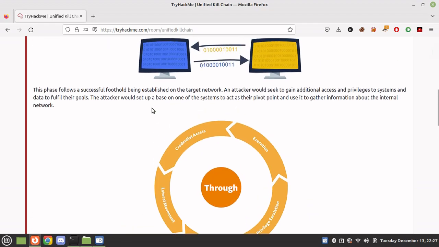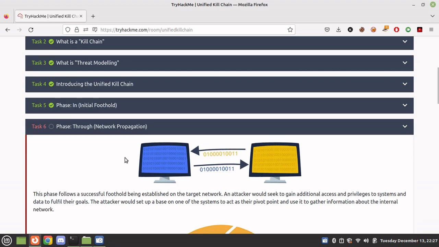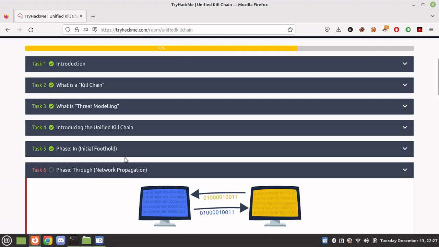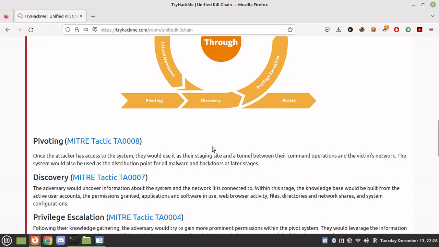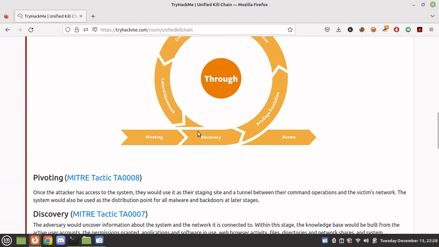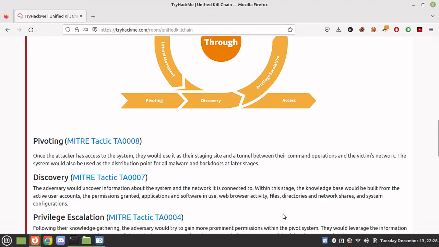Okay, then we have the first. This was the initial foothold, in which we discuss a few stages. Then we have the network propagation phase, which follows a successful foothold being established on a target network. An attacker would seek to gain additional access and privileges to systems and data to fulfill their goals. The attacker would set up a base on one of the systems to act as their pivot point and use it to gather information about the internal network. So basically, it's all about pivoting, discovery, privilege escalation, execution, credential access, lateral movement, and access.